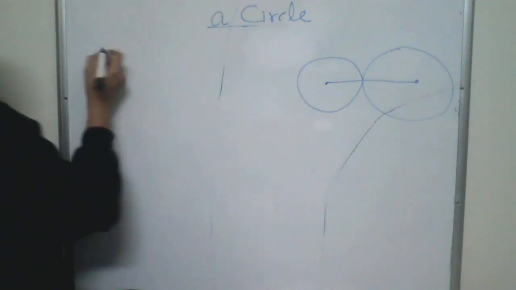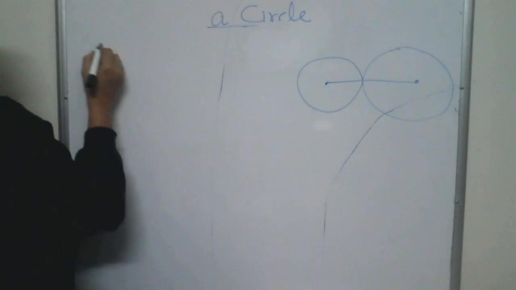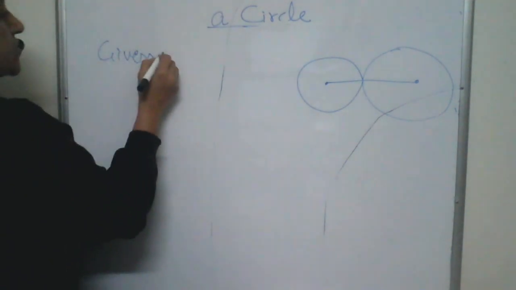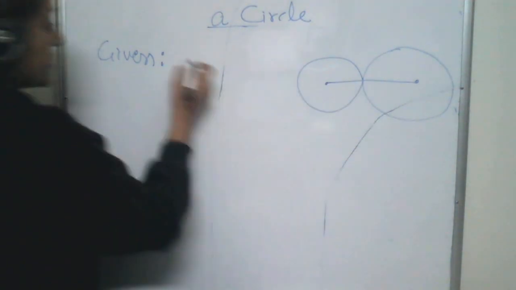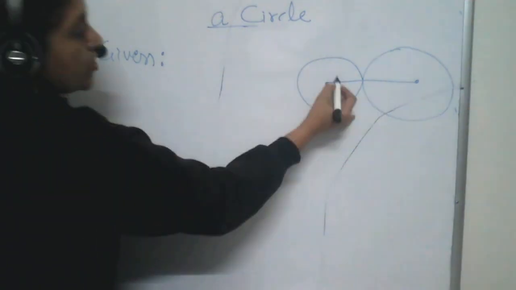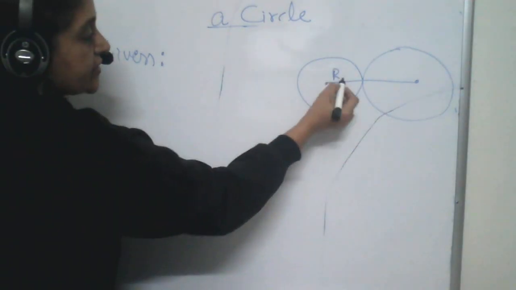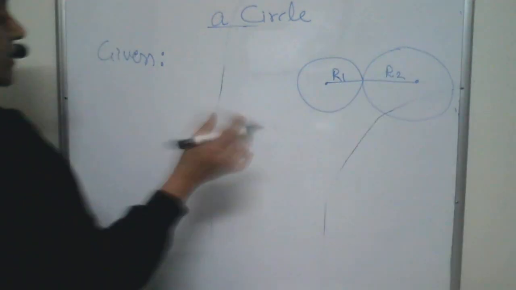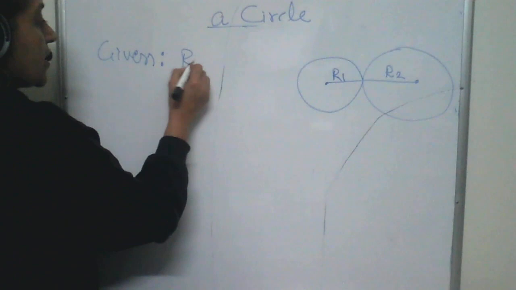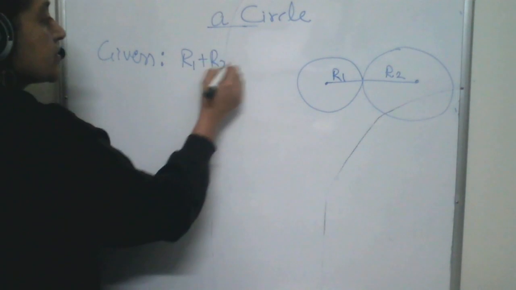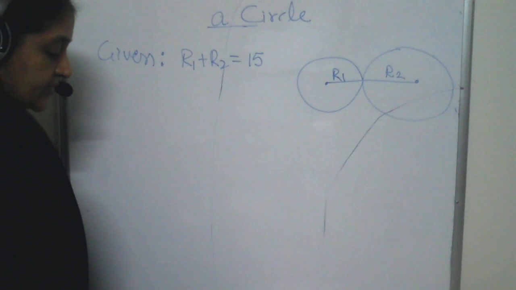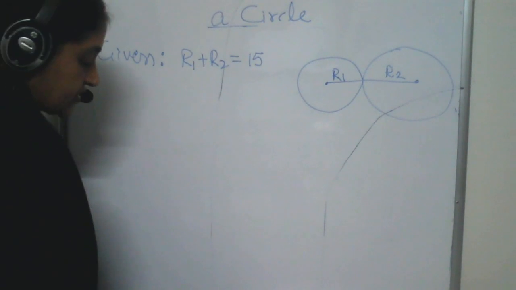Now, the first thing that is given is that the sum of the radii of the two circles is 15. The small one I will take as R1, and this as R2. It will help us to distinguish. So R1 plus R2 is what? 15. This is given in the question itself.